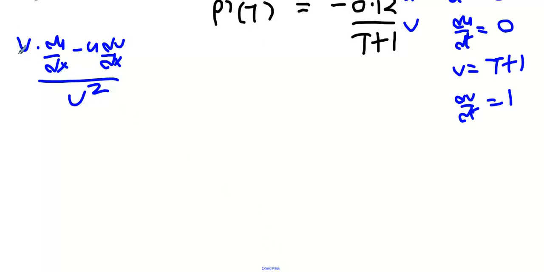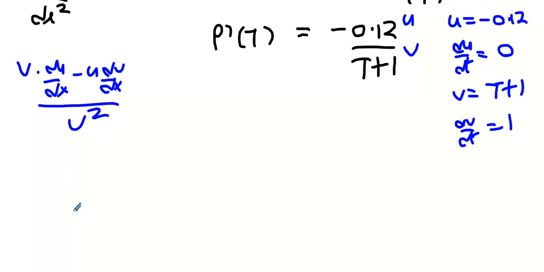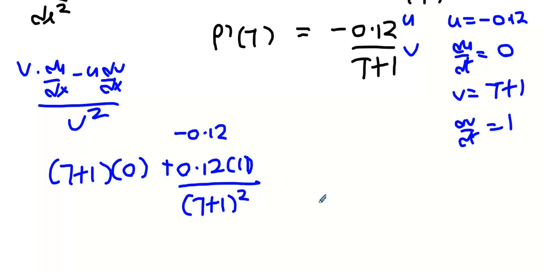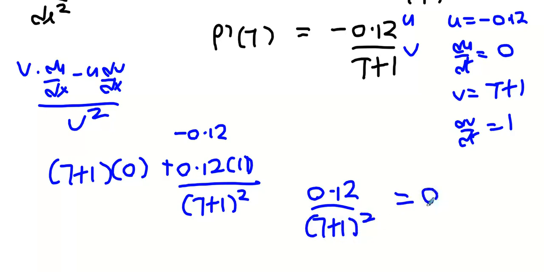Okay, ready for this? Now we're going to do the whole procedure now. V gets replaced with what? Du dx is 0, minus u, another double minus, right? Which makes it a plus, dv dx or dv dt, 1, all over t plus 1 squared. Now get this. That's going to be 0.12 over t plus 1 squared equals 0. And here's the problem. What happens when you cross multiply? What happens to t plus 1 squared?